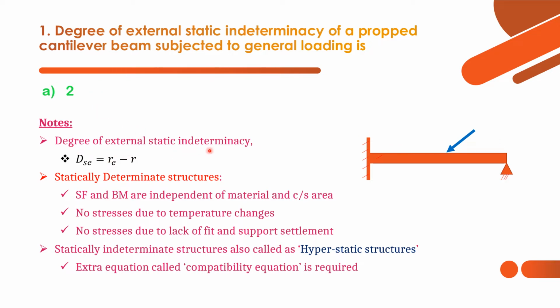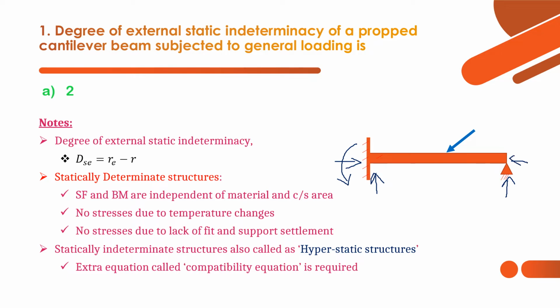So the degree of external static indeterminacy is given by DSE is equal to RE minus R. RE is the external reactions and R is the equilibrium equations that we have. Here you can see one vertical reaction, one horizontal reaction and one moment. And in this support we have one vertical reaction and one horizontal reaction.